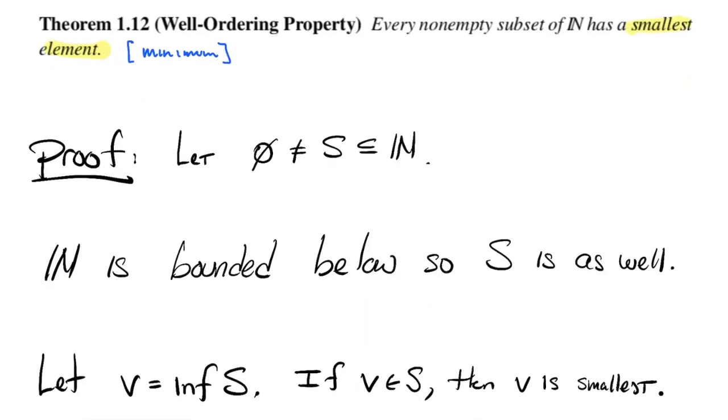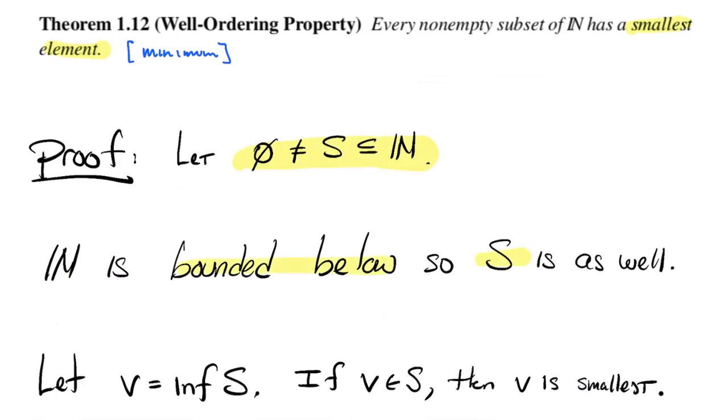So to start our proof, let's take some non-empty subset of the natural numbers. I'm going to call it S. So I've got some set S. It's not empty. It has something in it, and it's a subset of the natural numbers. Okay, the natural numbers themselves are bounded below. They're bounded below by 1 or 0 or whatever you like. They're bounded below in the set of real numbers. And S being a subset of them, well, S is bounded below as well. Right, so that's how I'm going to start, is that S, this set, is bounded below.